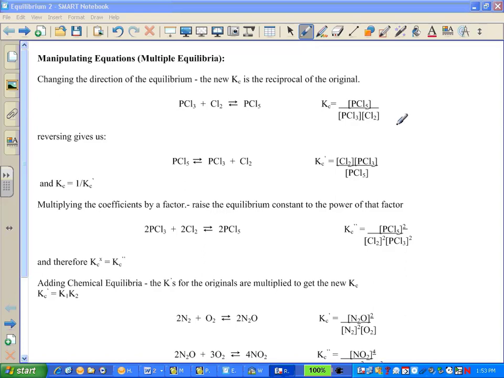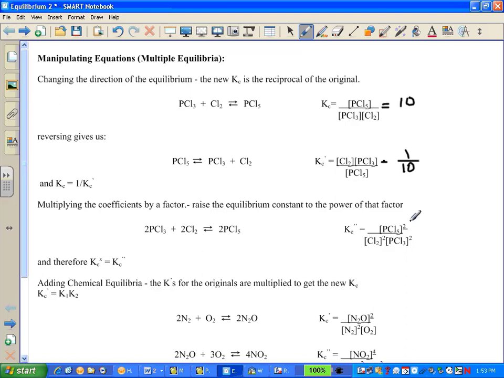So therefore, if we know the value of the original equilibrium constant, for example, if it were 10, then rather than setting up a new experiment to determine the equilibrium constant of this new equilibrium, we can actually calculate it as being equal to 1 over 10. Simply the reciprocal of the original.